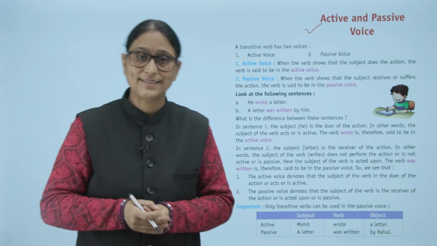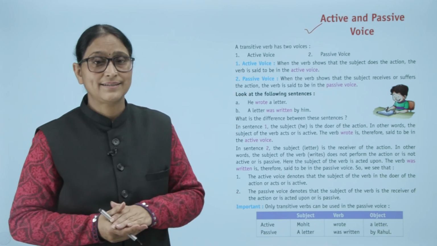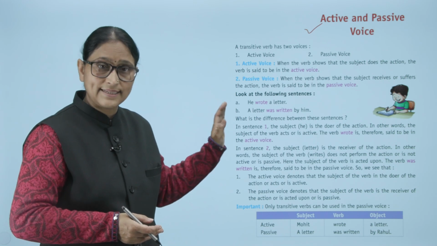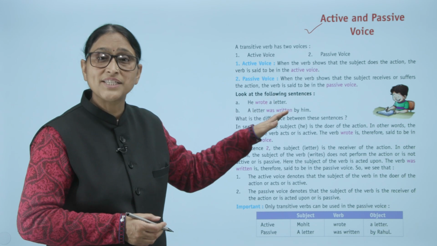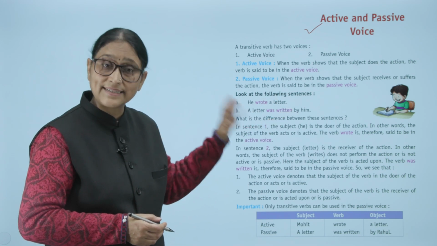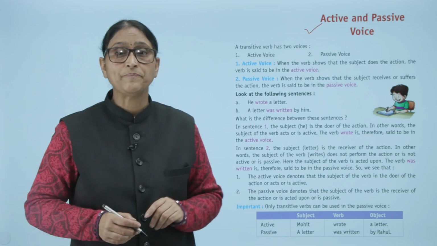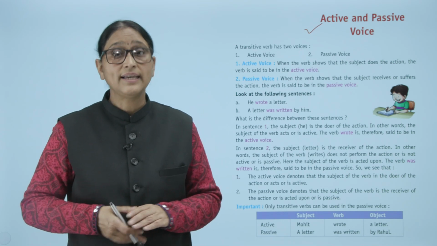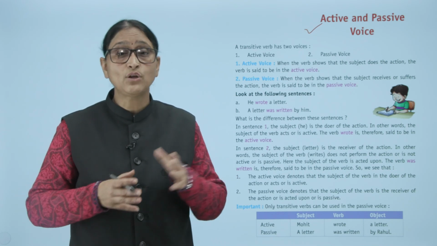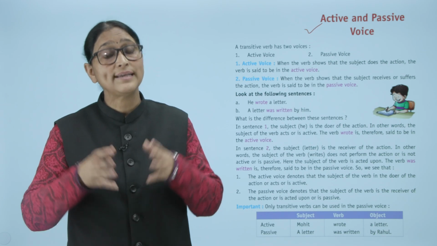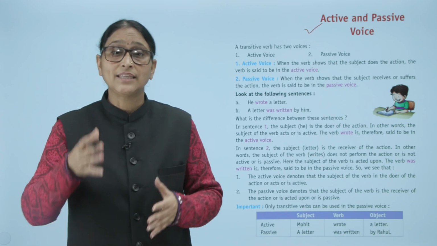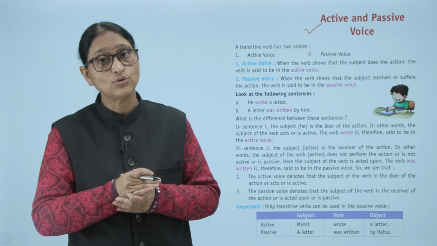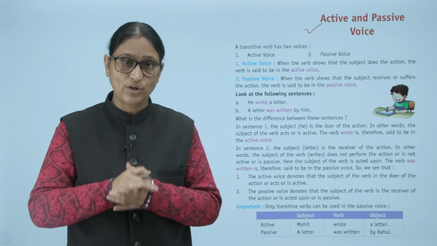Now look at the following sentences. He wrote a letter. In the second sentence, a letter was written by him. What is the difference between these sentences? In sentence 1, the subject he is the doer of the action. In other words, the subject of the verb acts or is active. जो subject है he, वो active है. The verb wrote is therefore said to be in the active voice.